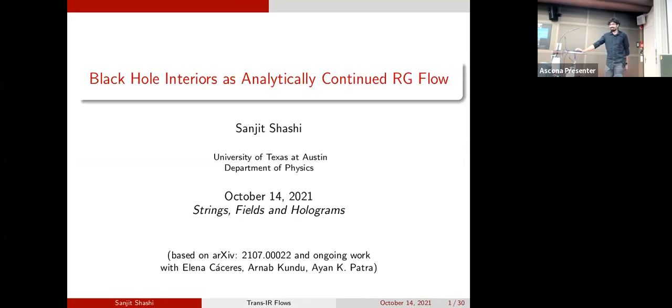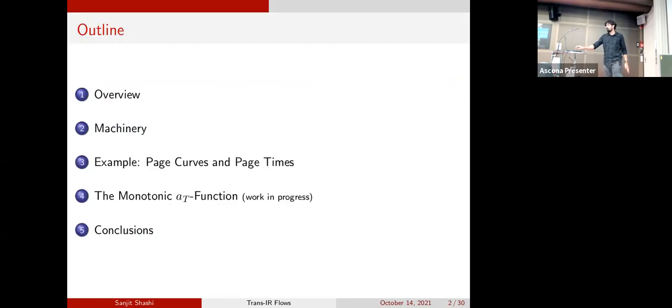Okay, so today I'll be going over some existing and ongoing work with my supervisor, Elena Casares, and our collaborators, Arnab and Ayan, on black hole interiors through the perspective of holographic RG flow. So first I'll give an overview of what we're doing, then I'll talk about some of the machinery that we use. Then I'll go into the paper that we have, and then I'll conclude by talking about some work in progress.